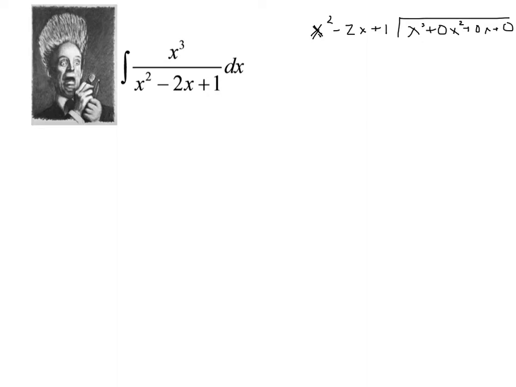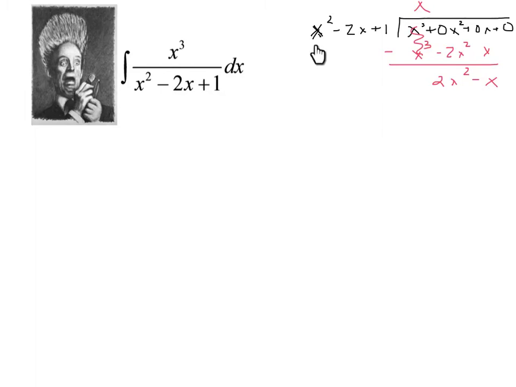Of course, it's just x. x times x squared is x cubed. x times negative 2x is negative 2x squared. x times 1 is x. Subtract. This is gone. 0 minus negative 2x squared is 2x squared. 0 minus x is negative x. So now we go again.